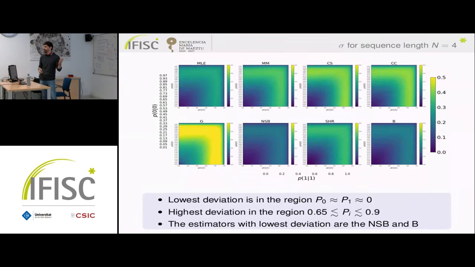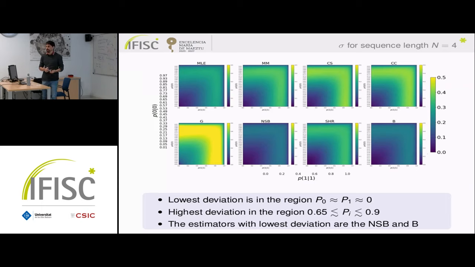Well, then we did the same for the standard deviation. And here we can see a clearer pattern, in the sense that all of them have the lowest deviation around this corner, the bottom left corner. And the regions of worst deviation, the yellow regions, are more or less these L-shaped regions, around these values of the transition probabilities. So here it's very clear, by looking at these color maps, which are the ones that have a lower deviation, which are the NFB and the B estimator.